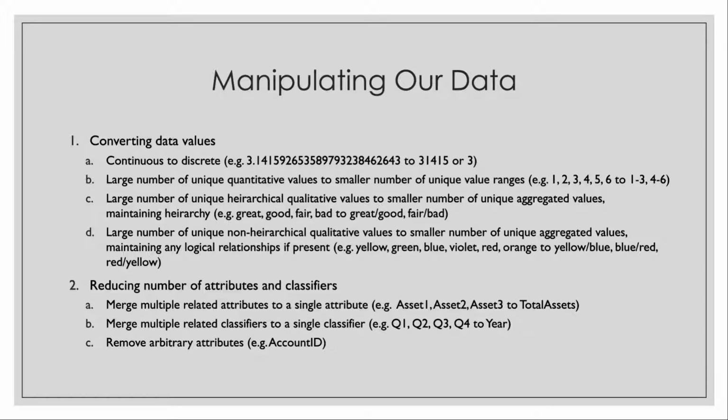Now, reducing the number of attributes and classifiers can also be very important. We may want to merge multiple related attributes into a single attribute, or multiple related classifiers into a single classifier. We also want to remove arbitrary attributes like account ID or emails, because those can negatively impact our model.